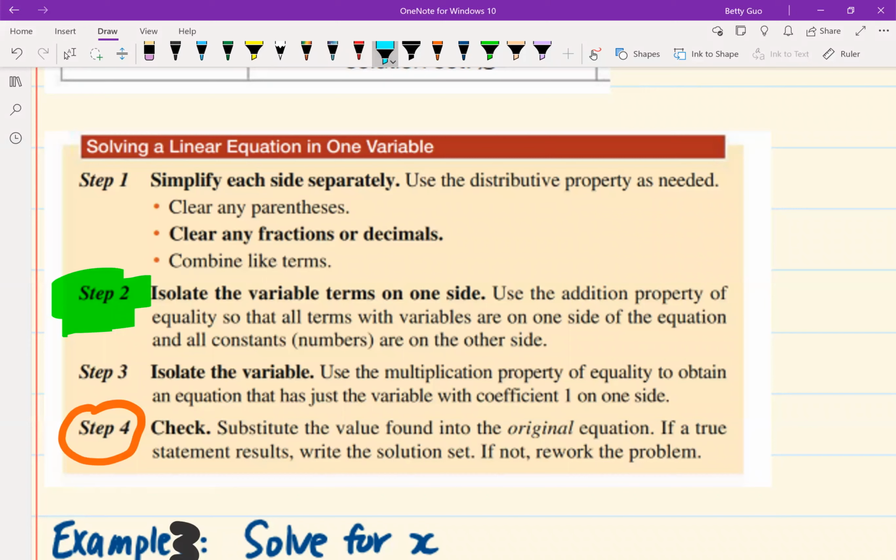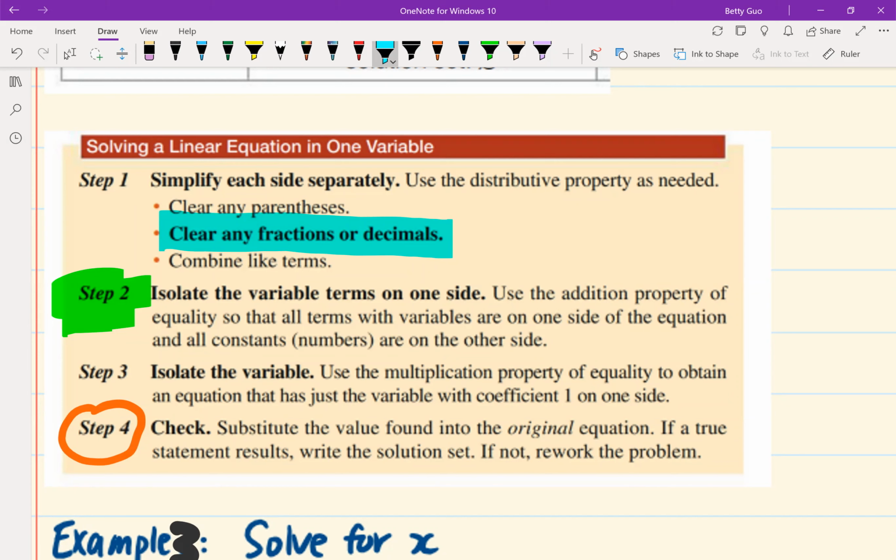Yeah, so this is new. Clear any fractions or decimals. Combine like terms. So you don't like decimals. You don't like fractions. I believe you prefer whole numbers, right? So why don't we clear fractions or decimals at the very beginning?